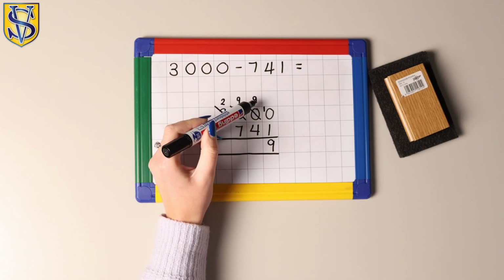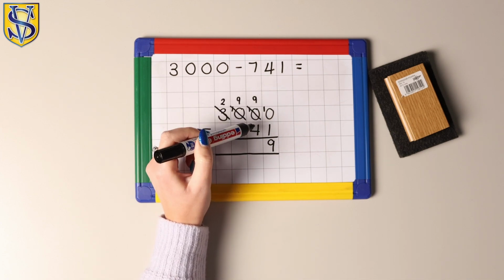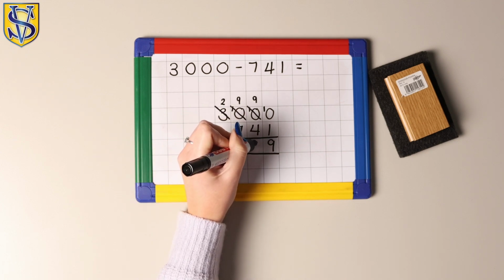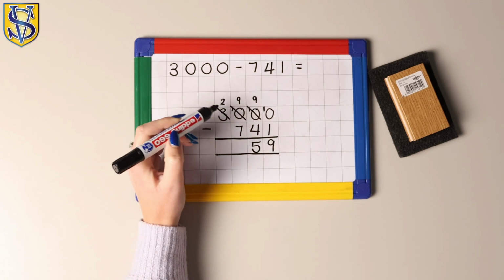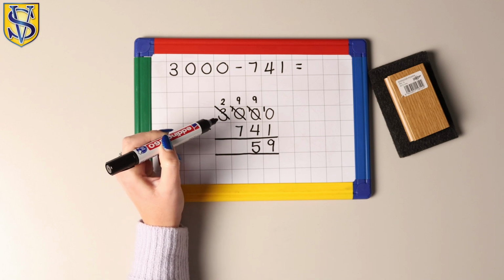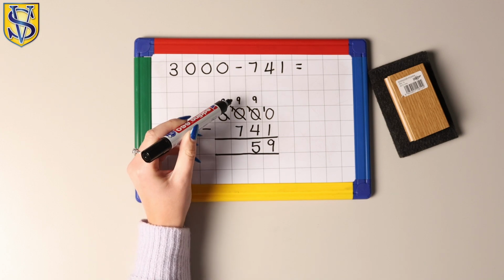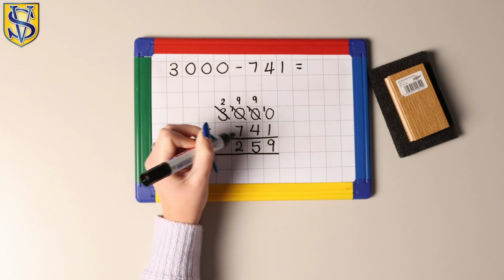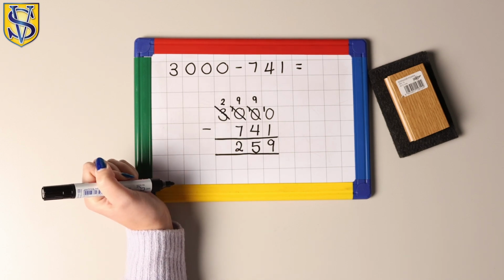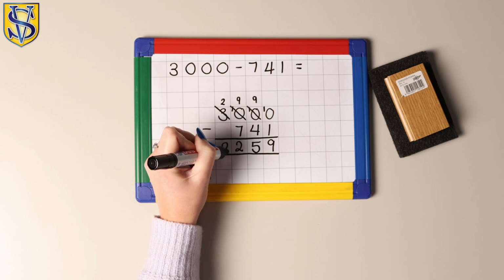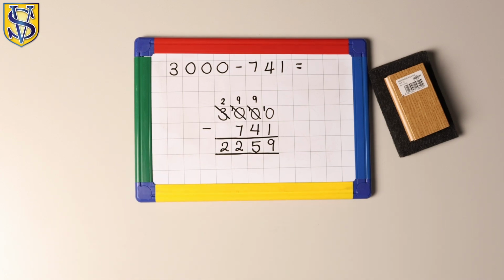Now this is 9 subtract 4, or 90 subtract 40, and the answer is going to be 5. And then 900 subtract 700, or 9 subtract 7, is 2. And then here, 2 subtract nothing is going to be 2. So the answer is 2,259.